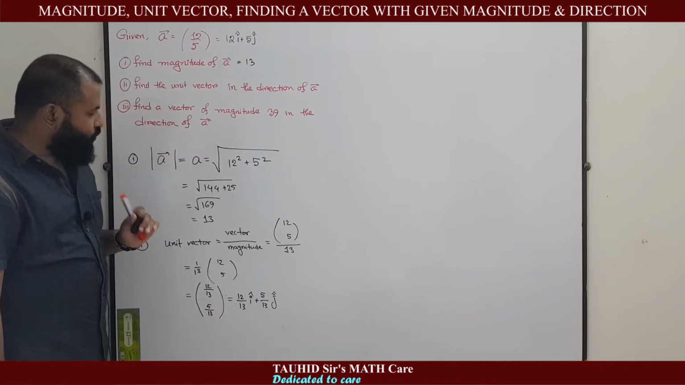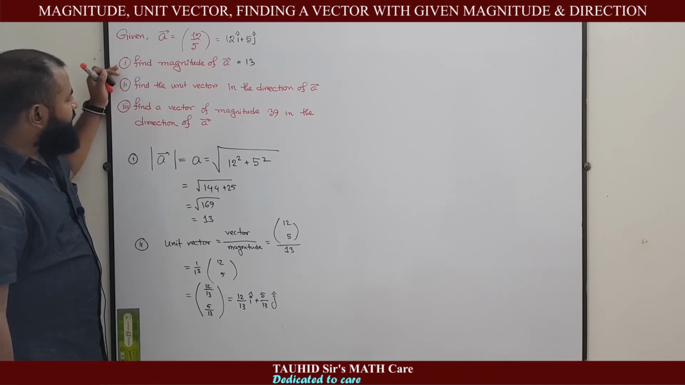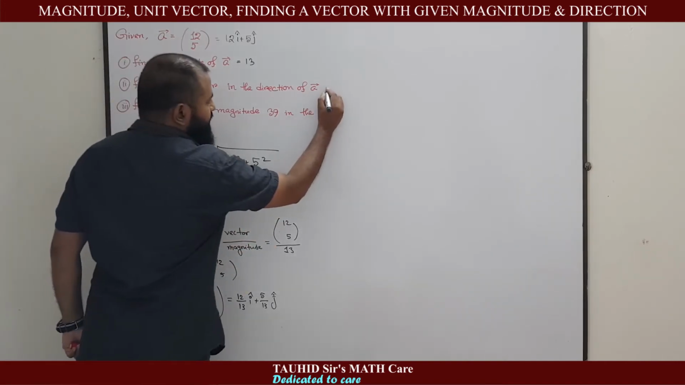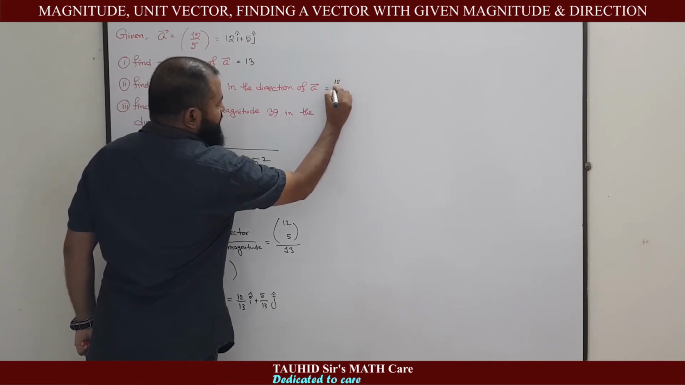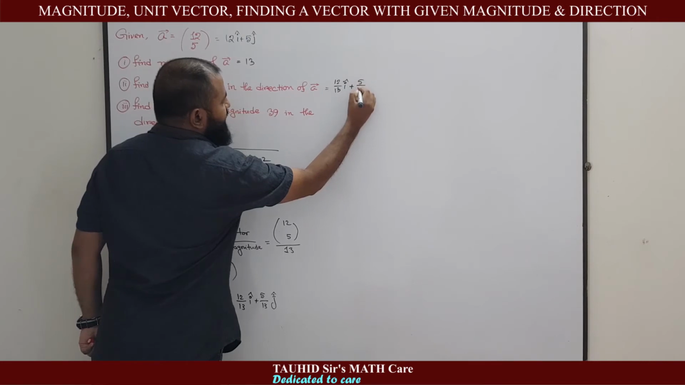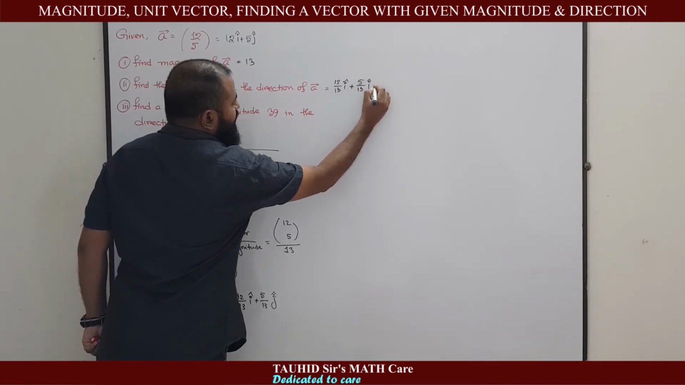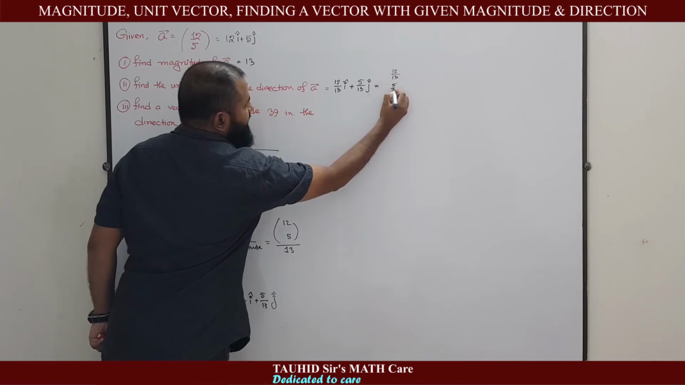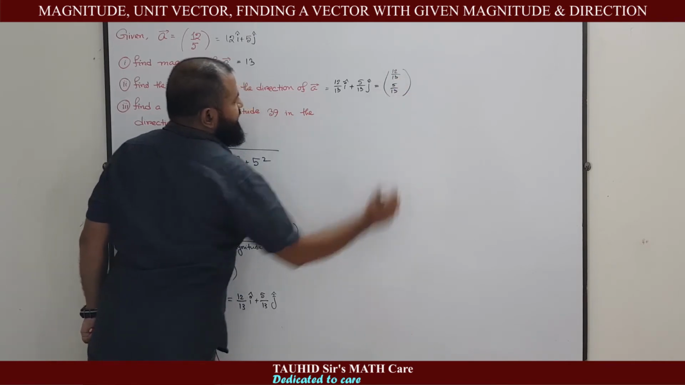We got two of our answers. We found the magnitude to be 13 and we found the unit vector to be 12 by 13 i plus 5 by 13 j, or simply 12 by 13, 5 by 13 inside a column vector.